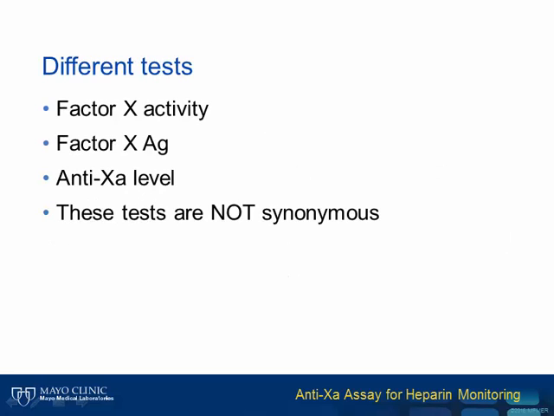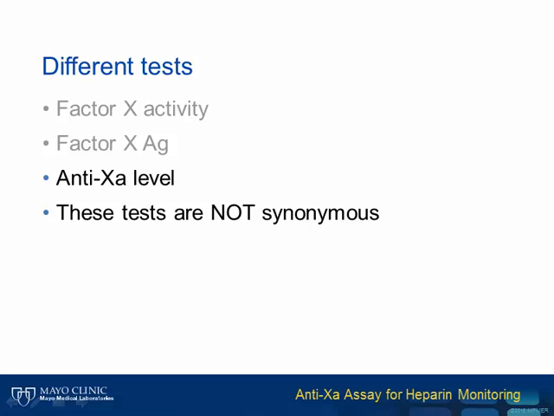What is the anti-10A assay and how does it determine plasma heparin levels? First of all, it is very important to educate providers on how to order the anti-10A. While each institution may have a slightly different nomenclature, the anti-10A assay is not synonymous with the factor 10 activity or the factor 10 antigen level. These are different tests. The anti-10A assay may also be called the anti-factor 10A test or functional heparin assay.